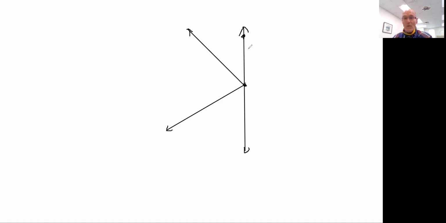This will be point M. This will be point K here in the middle. This will be point J down here at the bottom. This point right here will be N. And this point over here will be L.